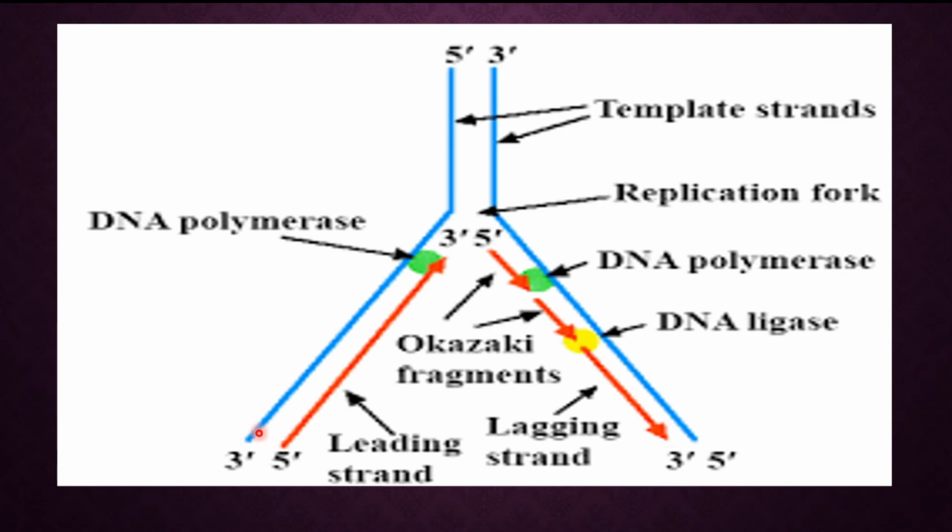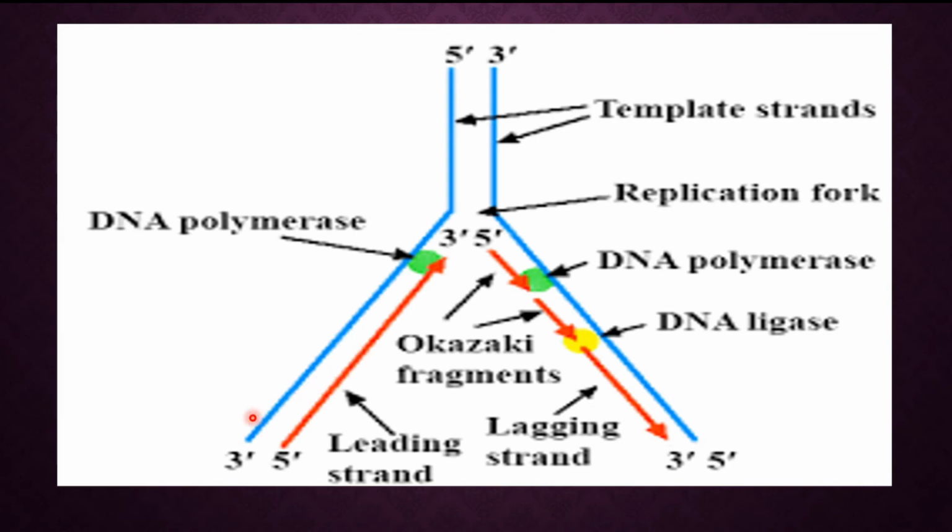What is the function of RNA primer? This RNA primer, which is attached towards the 3' end, brings or attracts the complementary nucleotide from the nucleoplasm and results in the formation of a new strand.